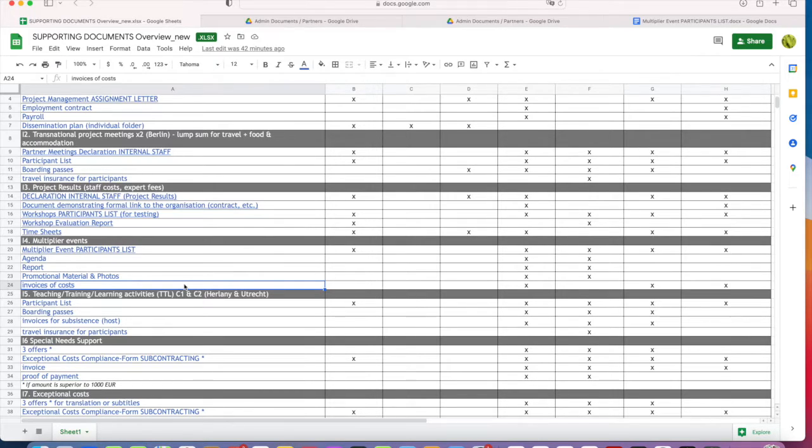And this can be the rental of a room, a speaker, the catering maybe, the printing of promotional material like posters, for example, banners, etc. So here it is also important to hand them in and to feature them in the expenditure list, which I will go through a little bit later. So these are the documents related to the multiplier event.